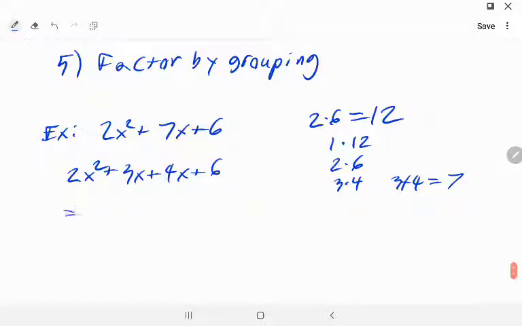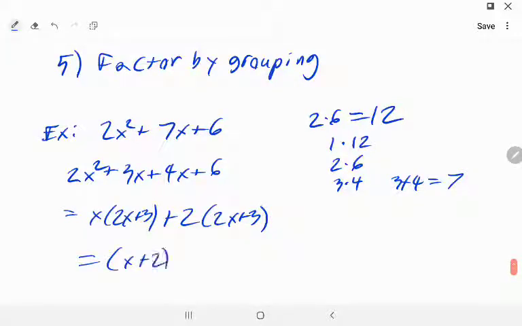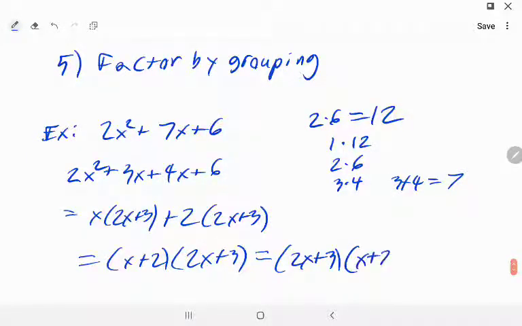Then we can factor by grouping. We get x times the quantity 2x plus 3, plus 2 times the quantity 2x plus 3, and so we get the quantity x plus 2 times the quantity 2x plus 3, which is the same factorization we had gotten before by guessing. And we'll notice that this AC method is much more reliable. You'll also notice that the order of the factors doesn't matter. So x plus 2 times 2x plus 3 is the same thing as 2x plus 3 times x plus 2. We don't have to worry what order things are in.